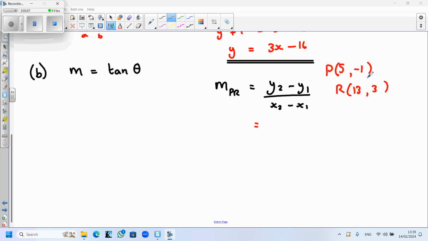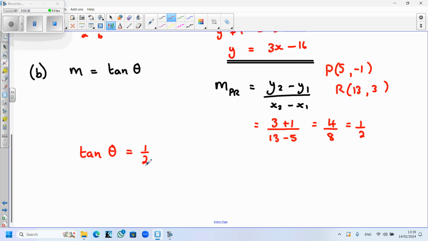So we've got the point P, which is 5, minus 1. We've got the point R, which is 13, 3. So y2 minus y1 is 3 minus 1, so it's 3 plus 1, divided by 13 minus 5. When I work that out, I get 4 over 8. We've always got to simplify, so 4 over 8 is the same as a half. So that then tells me that the gradient is a half, so therefore I can use that to work out tan theta. So that means that tan theta is equal to the gradient, so tan theta is equal to a half.